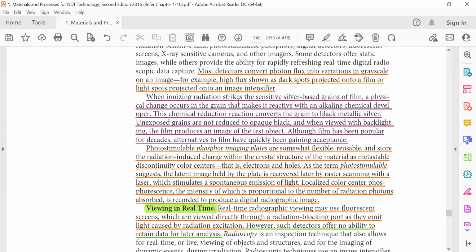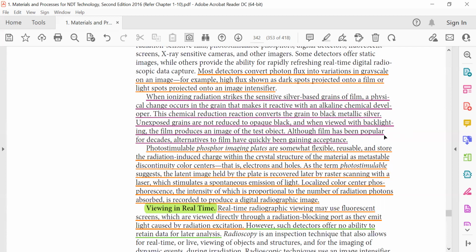The ionizing radiation strikes the sensitive silver-based grains of the film. A physical change occurs in the grain that makes it reactive with the alkaline chemical developer. This chemical reduction reaction converts the grain to black metallic silver. Unexposed grains are not reduced to opaque black. And when viewed with backlighting, the film produces an image of the test object.